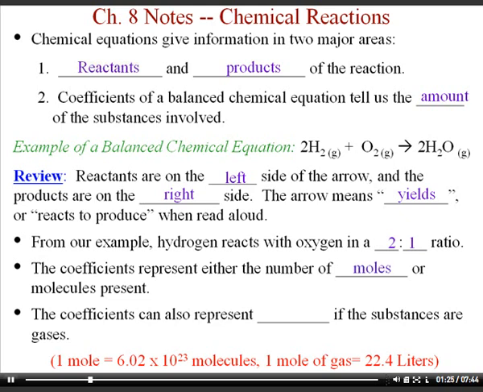And so the numbers in front represent the number of moles of reactants and products, or you could also convert that to the number of molecules that react. And if the substances are gases, which in our example they are, the coefficients can also represent the amount of liters of a substance. So we're given the reactants and the products, and we're given the amounts of substances either in moles, molecules, or liter ratios.